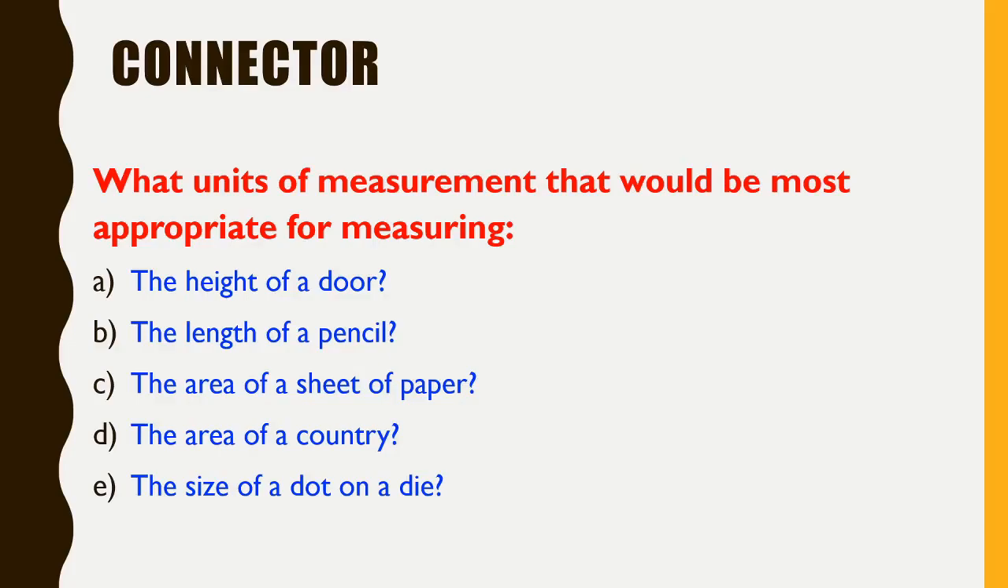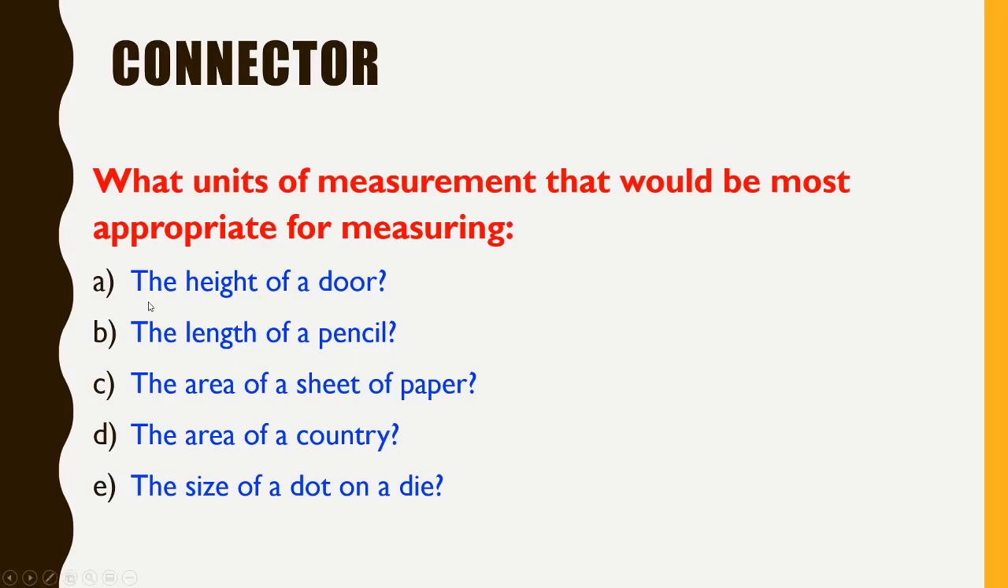So what I want you to try to do is look at these items and think of what units of measurement, and we're talking about metric units of measurement, would be the most appropriate for measuring. First, the height of the door in your room. Next, the length of a pencil. Next, the area of a sheet of paper, the area of a country, and the size of a dot on a die. So you can pause it, write down your answers, and then unpause it so that you can have a look at a couple of our answers.